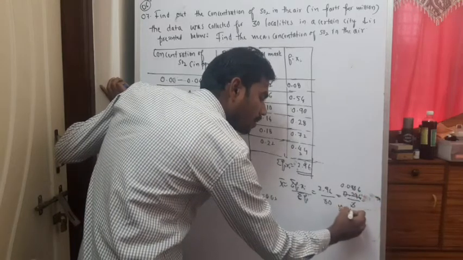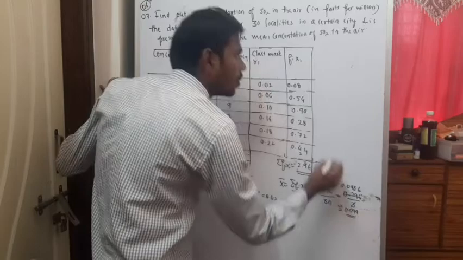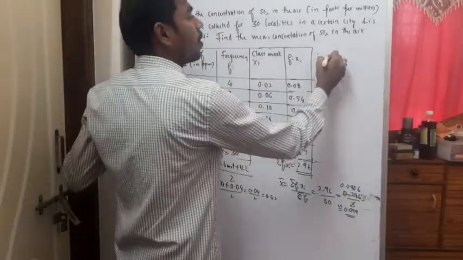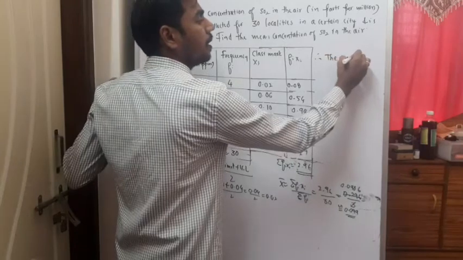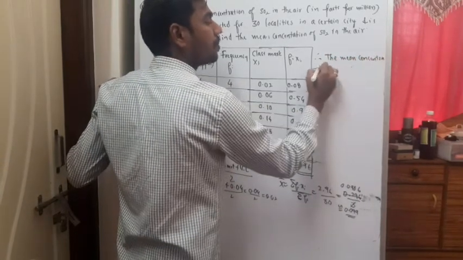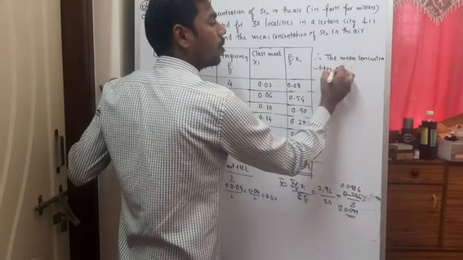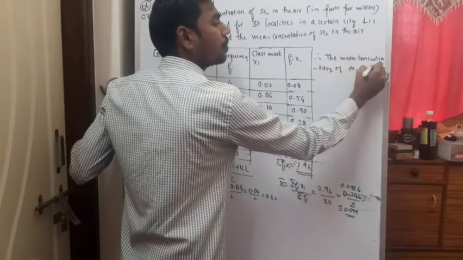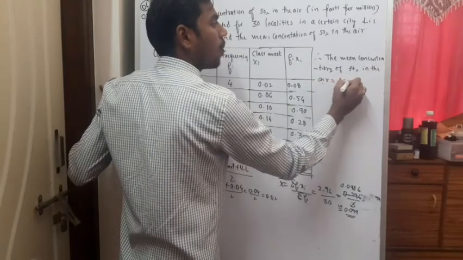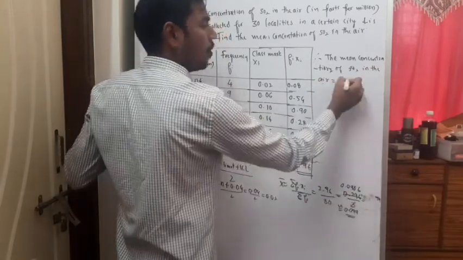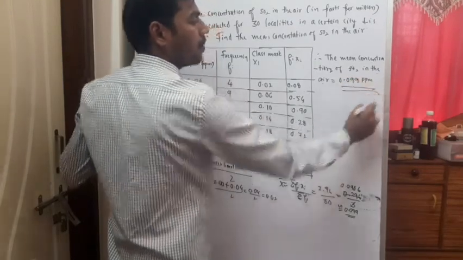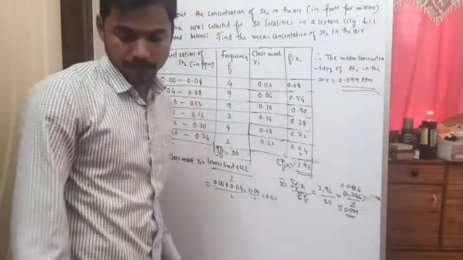Approximately equal to 0.099. So what we can conclude, the mean concentration of SO2 in the air is equal to 0.099 ppm, parts per million. So please note this down.